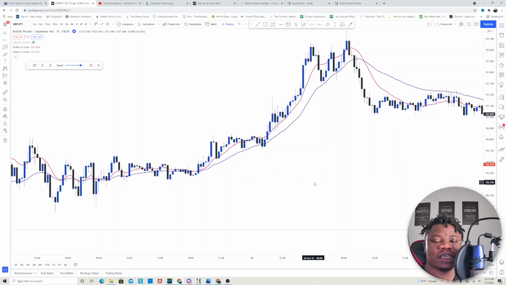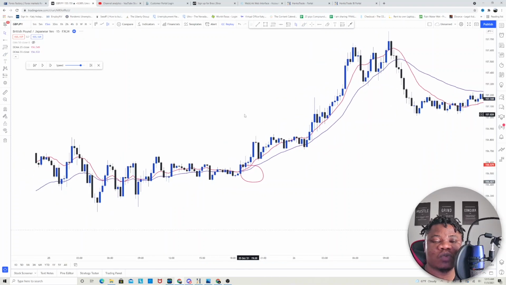Now, when it comes to taking a buy position, we need to make sure that the 25 double EMA crosses the 55 double EMA, and we also need to figure out where our resistance zone is, and you need to make sure that your resistance zone is actually above both indicators before you get in your position. What I'm trying to say is you need to make sure that your resistance zone is above the 25 double EMA and also above the 55 double EMA.